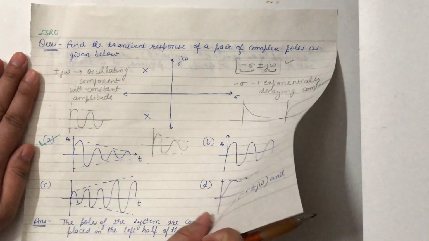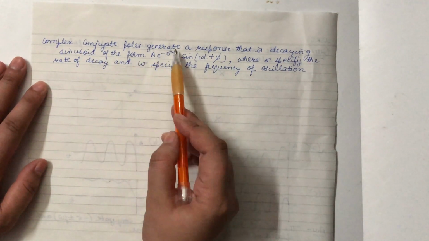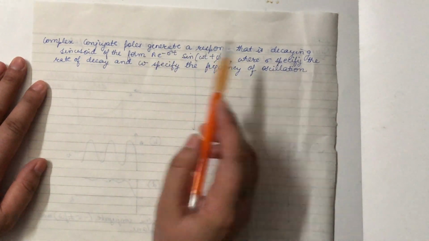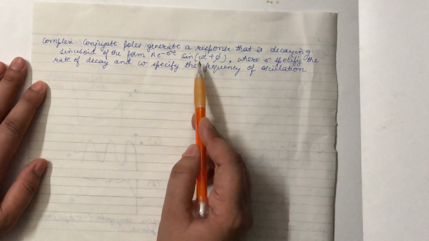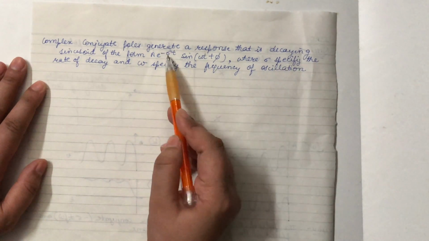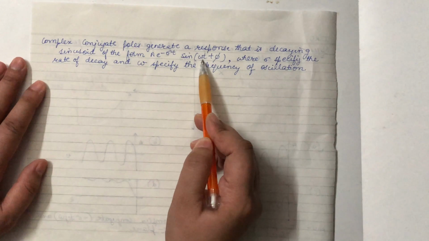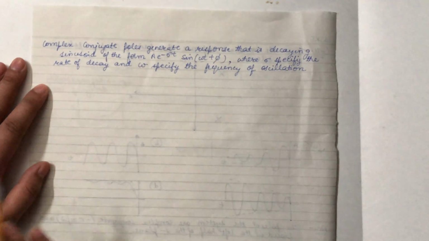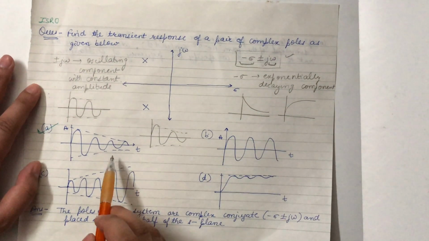We can see the explanation: the complex conjugate poles generate a response that is a decaying sinusoid of the form A e raised to the power minus sigma t sin(omega t plus phi), where sigma specifies the rate of decay and omega specifies the frequency of oscillations. So the correct answer is option A.